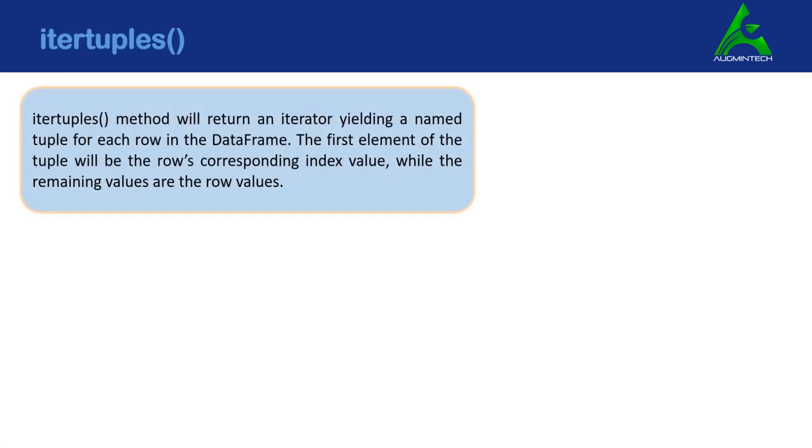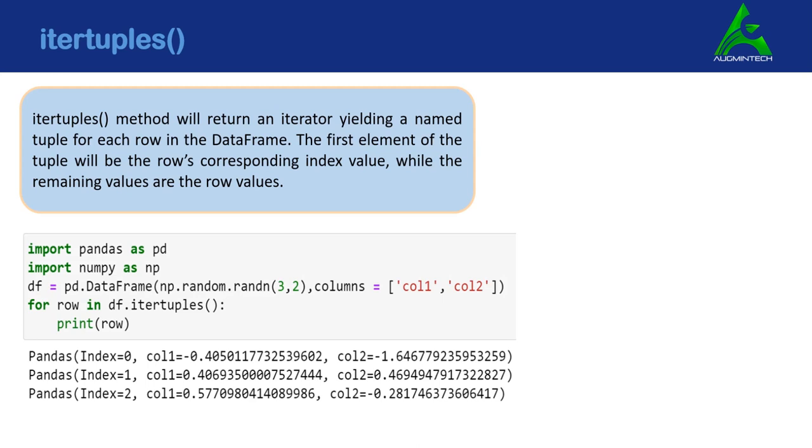Now let's see what are iter tuples. So iter tuples method will return an iterator yielding a named tuple for each row in data frame. So here the first element of tuple will be row's corresponding index value, while the remaining values are the row values. So here you can see we have the data frame, and then we say we iterate using any iteration variable. In this case it is row in data frame dot iter tuples. So there we go. This actually returns the index values along with the column values.